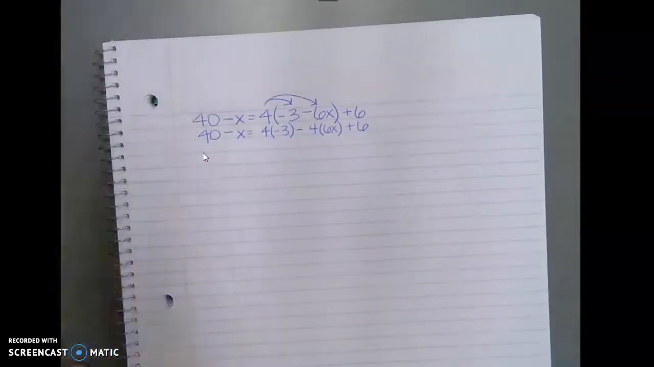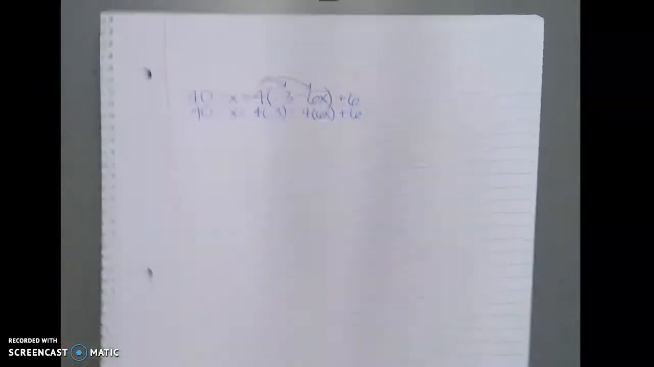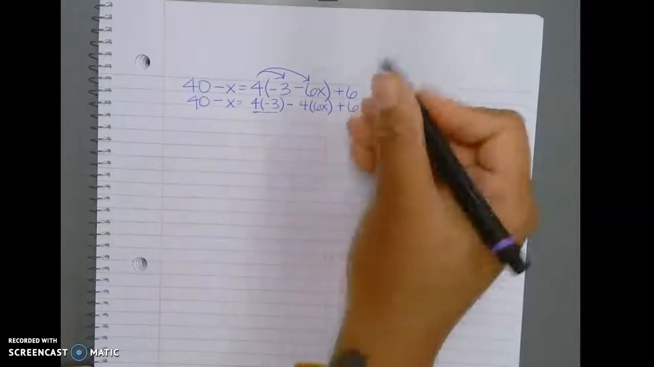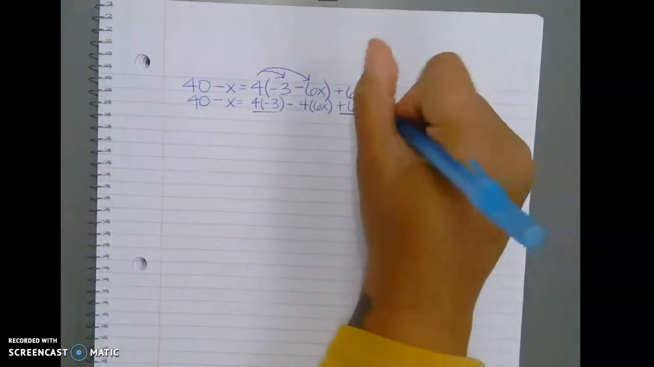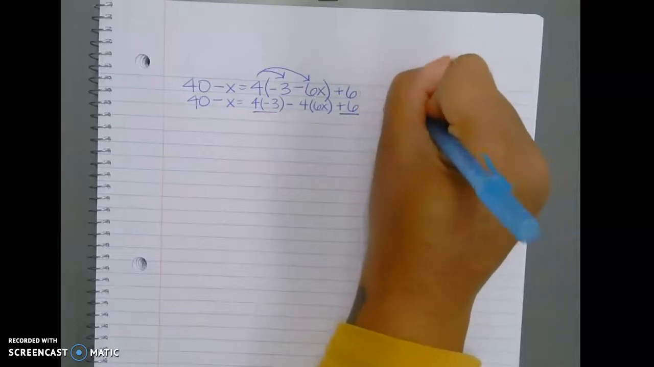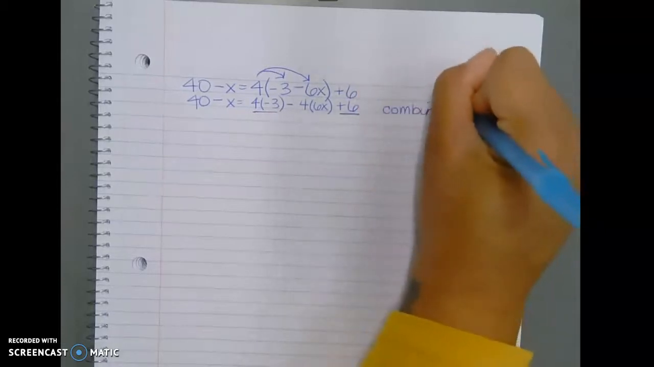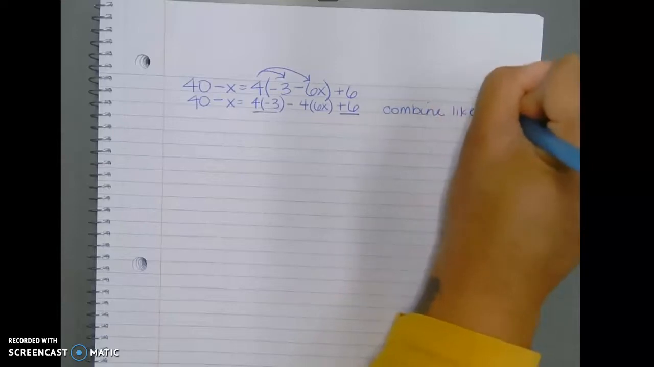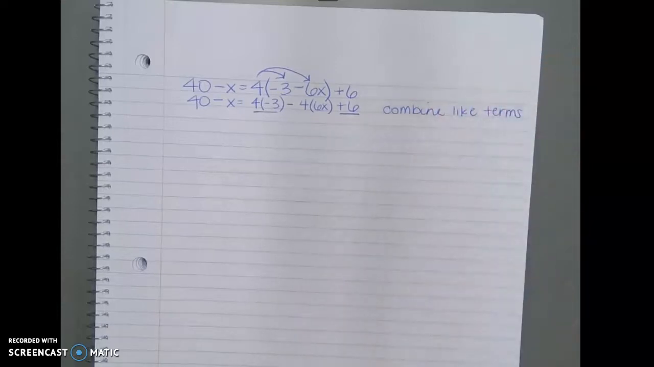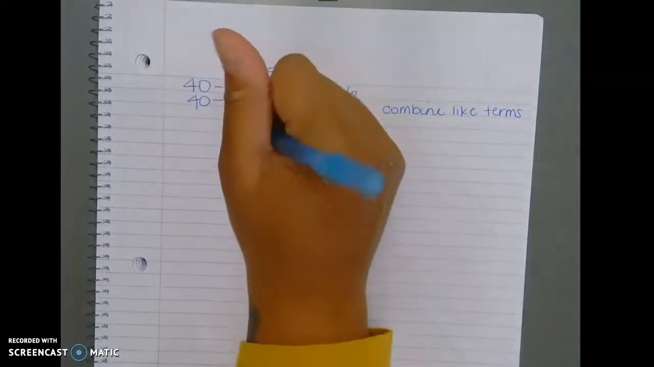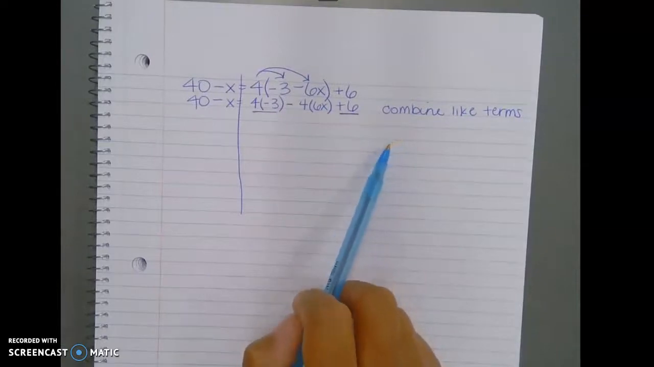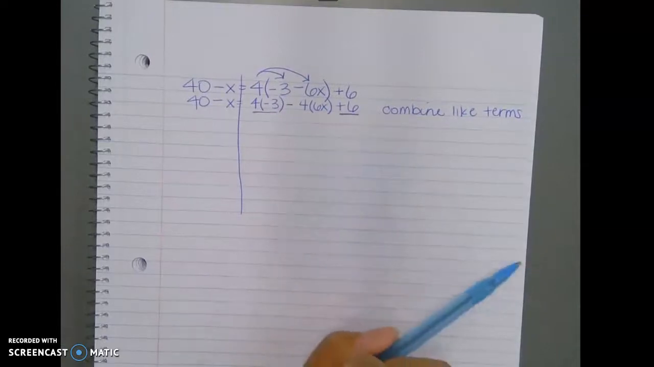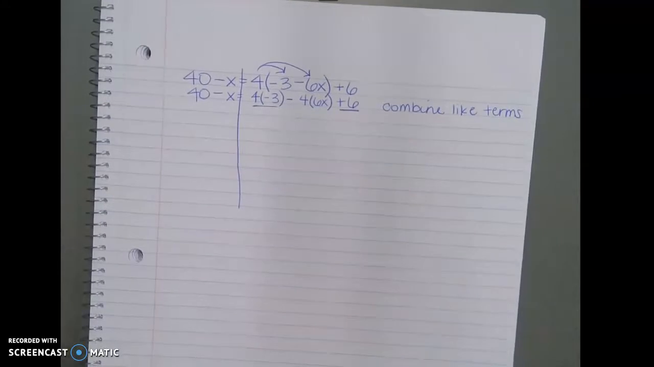I will have like terms here. These will be like terms and these will be like terms. So I would need to combine the like terms. Then I would add or subtract a constant or a variable first. I would separate my sides. And then I would add or subtract a variable or a constant next. And then I would divide by my coefficient of x.